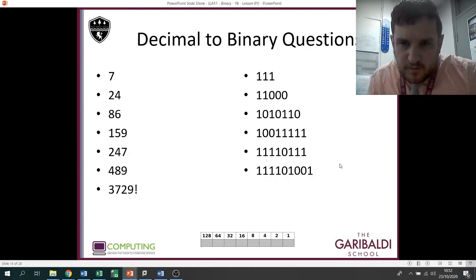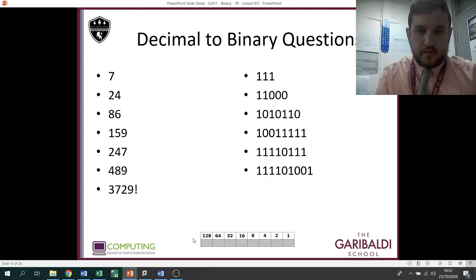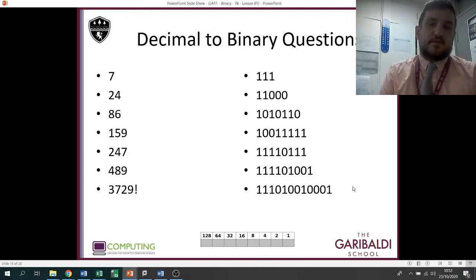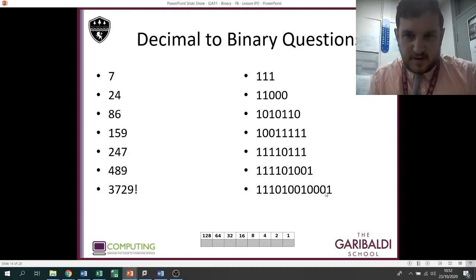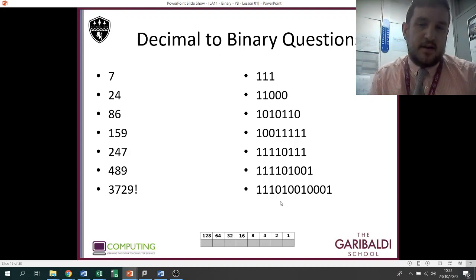This next one you would have needed to add in an extra column, so it would have been 1, 1, 1, 1, 0, 1, 0, 0, 1. And this next one you would have needed 3 additional columns, so it should have looked like 1, 1, 1, 0, 1, 0, 0, 1, 0, 0, 0, 1.